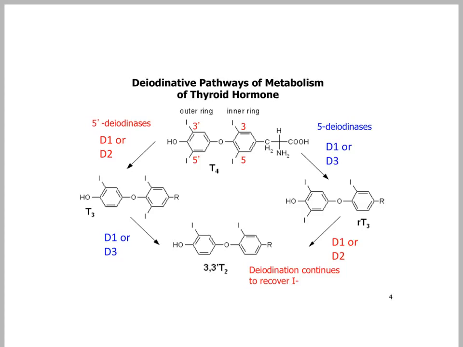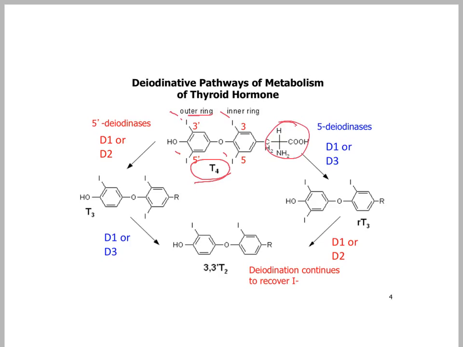So for this unit, this particular graphic is really important. We're looking at T4, first of all, here, and you remember that T4 has 4 iodines. There's 1, 2, 3, and 4. And we label those, and this is crucial for us to understand the names of these enzymes, as outer ring or inner ring relative to this amino acid side chain. And so there are 3', 5', or 3 or 5 sites for iodine.